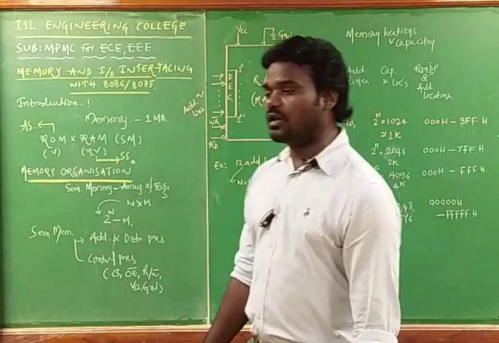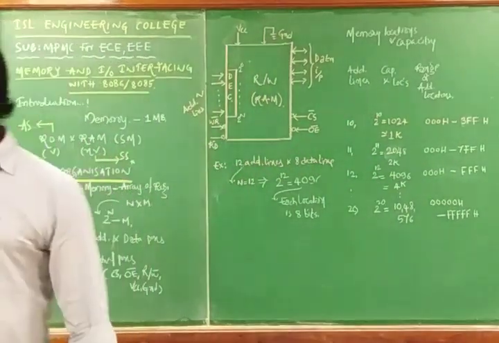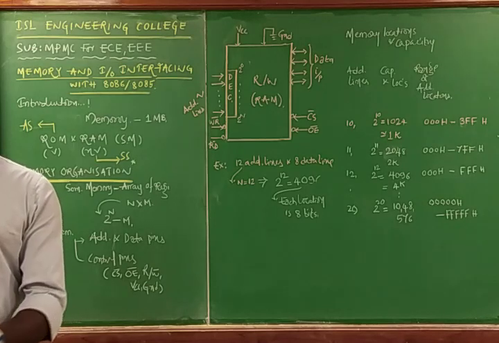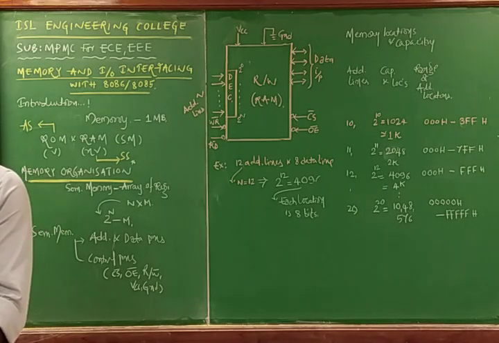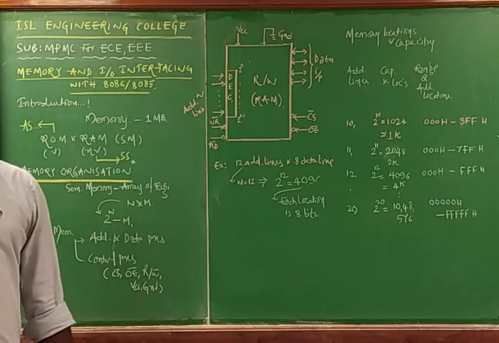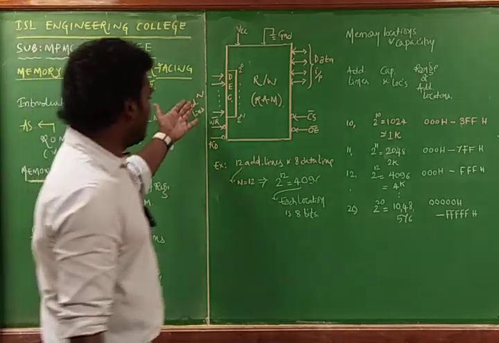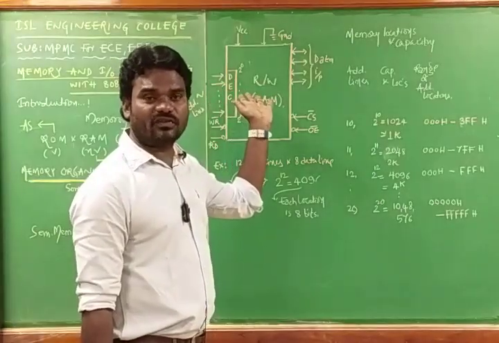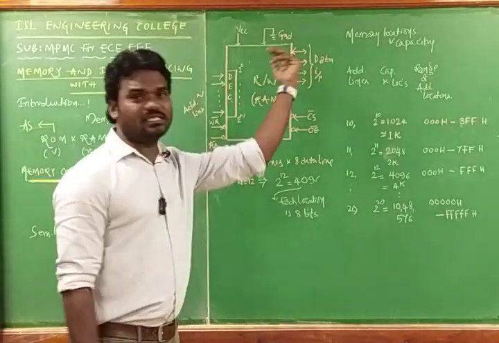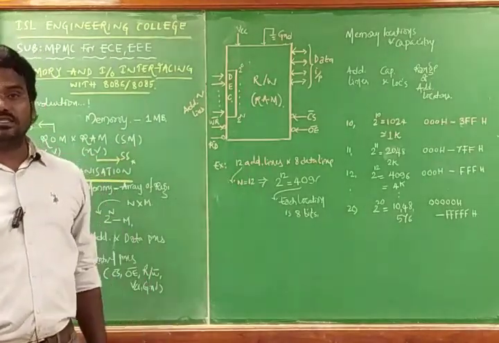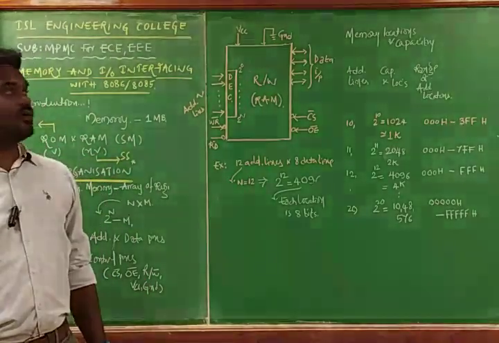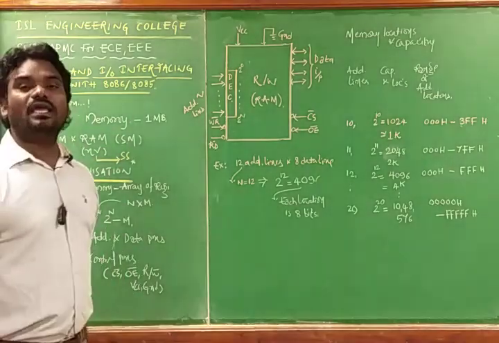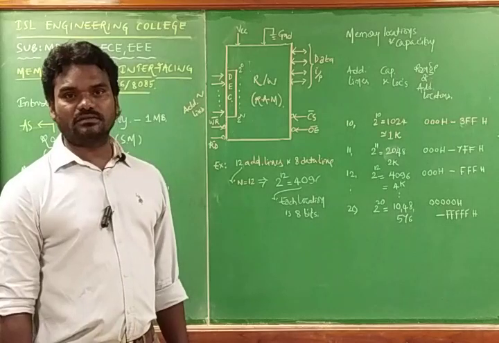In tomorrow's video class, I am going to discuss some pin configurations of this memory organization. After that, we are going to study the necessity of address decoding. Here we have address lines, and we decode them into 2 power of n lines. Then what is the necessity of that address decoding, so that we understand how the memory can be interfaced with the 8086 microprocessor.